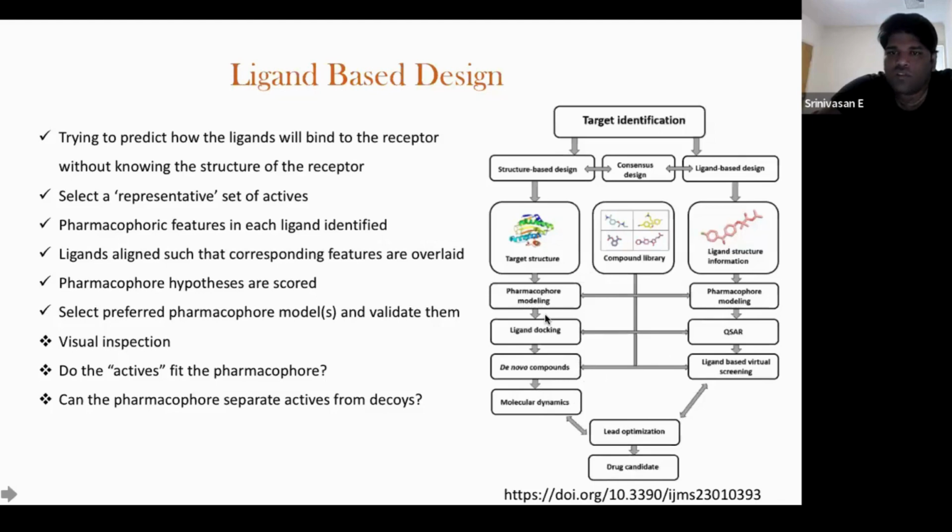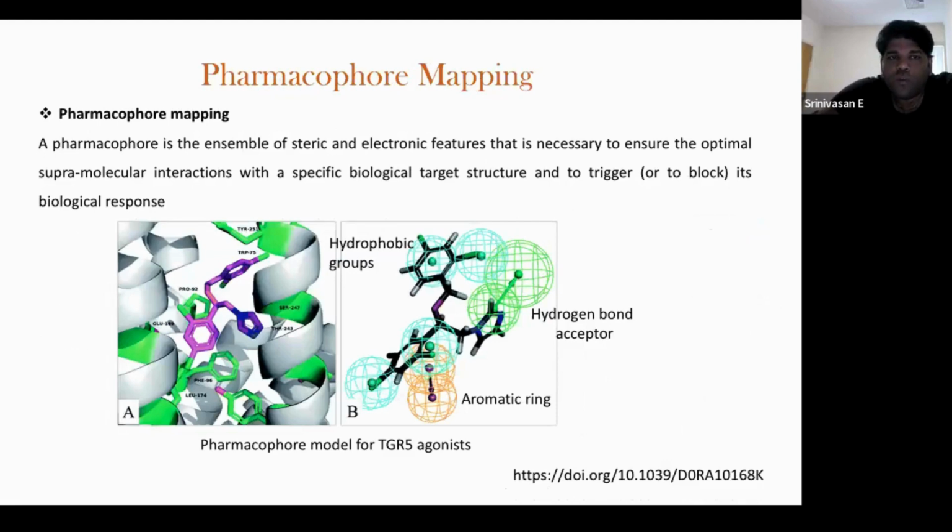So this is how structure-based and ligand-based drug design differ from each other, and what we are going to see in the next slide is pharmacophore modeling. So what is pharmacophore modeling? Pharmacophore modeling is an ensemble of steric and electronic features that is necessary to ensure the optimal supramolecular interactions with the specific biological target and to trigger its biological response. There are a lot of words here, like supramolecular interaction and biological target. Let me simplify this for you.